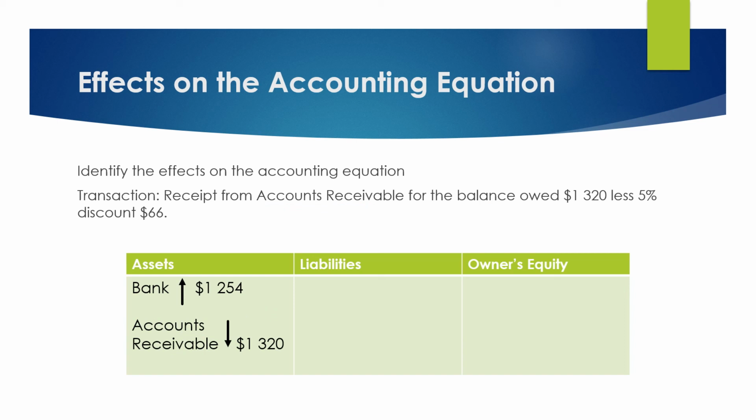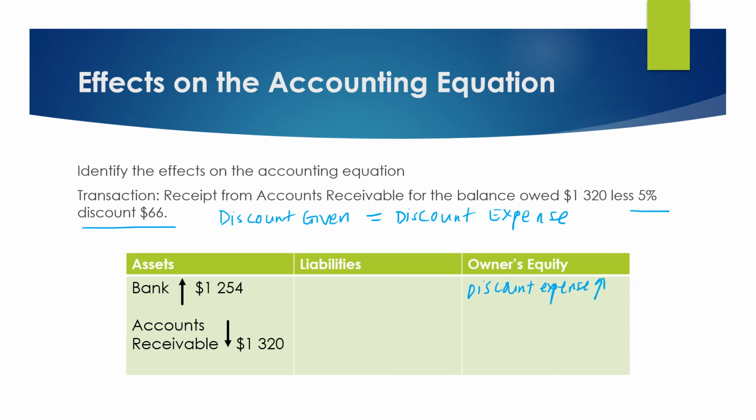Lastly, we will need to recognize the 5% discount of $66 that has been given to the accounts receivable. And discount given would therefore be a discount expense for our business, Choco Treats. So under owner's equity, we recognize discount expense that has increased by $66. And when an expense increases, profits decrease by $66, and therefore this leads to owner's equity decreasing by $66.